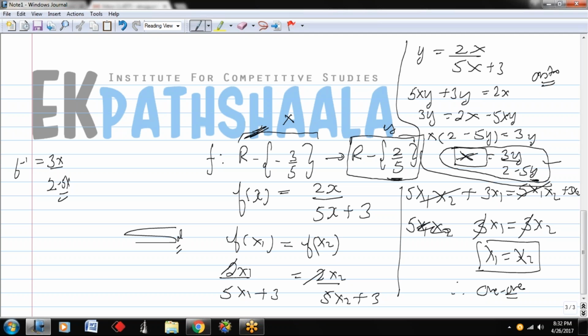Therefore, x is anything except minus 3 by 5, right? Yes, x is anything except for minus 3 by 5. So this becomes an onto function. If you put anything except 2 by 5 for y, you won't get minus 3 by 5 for x.